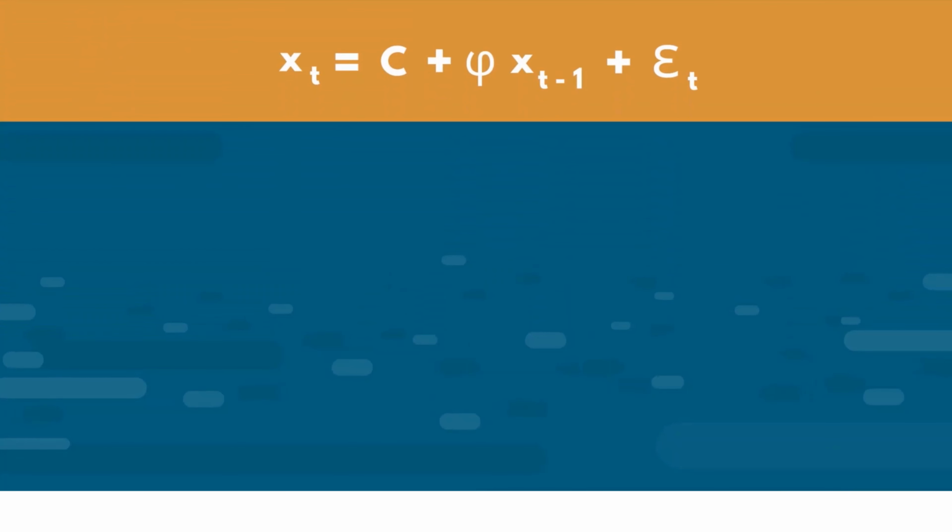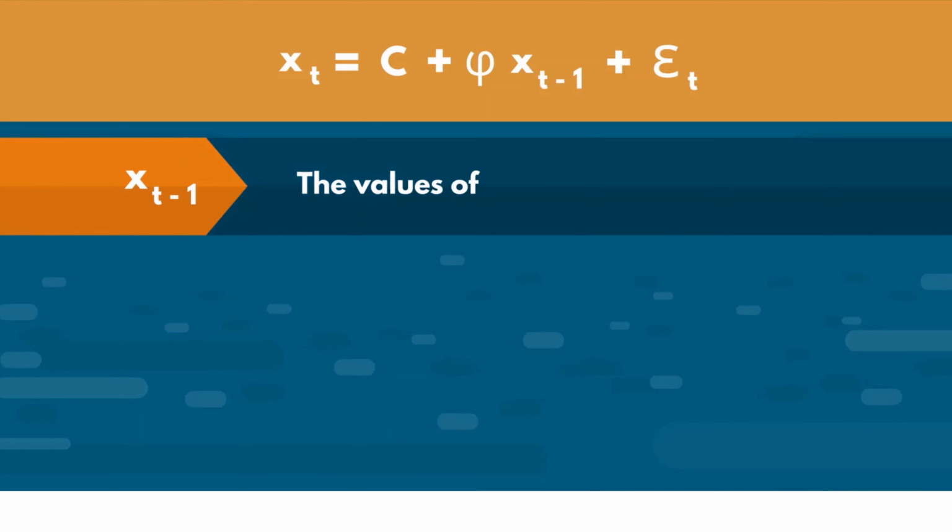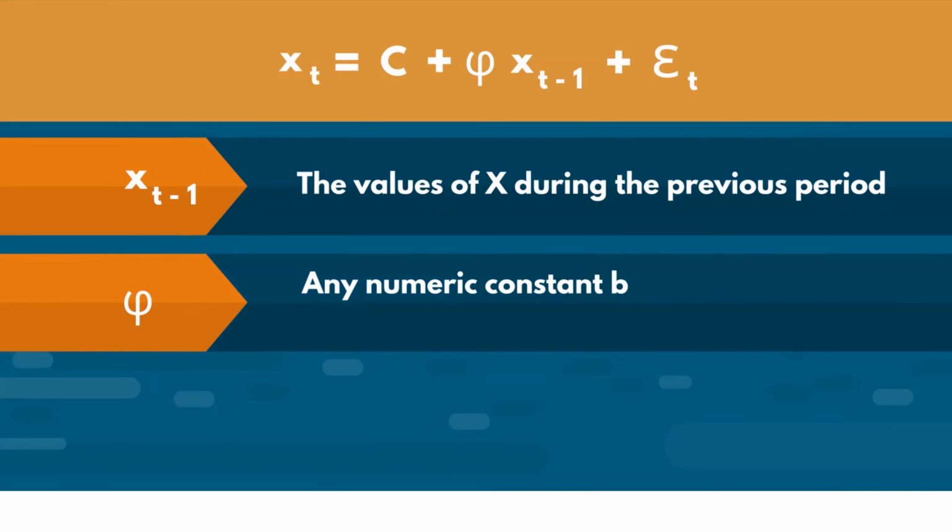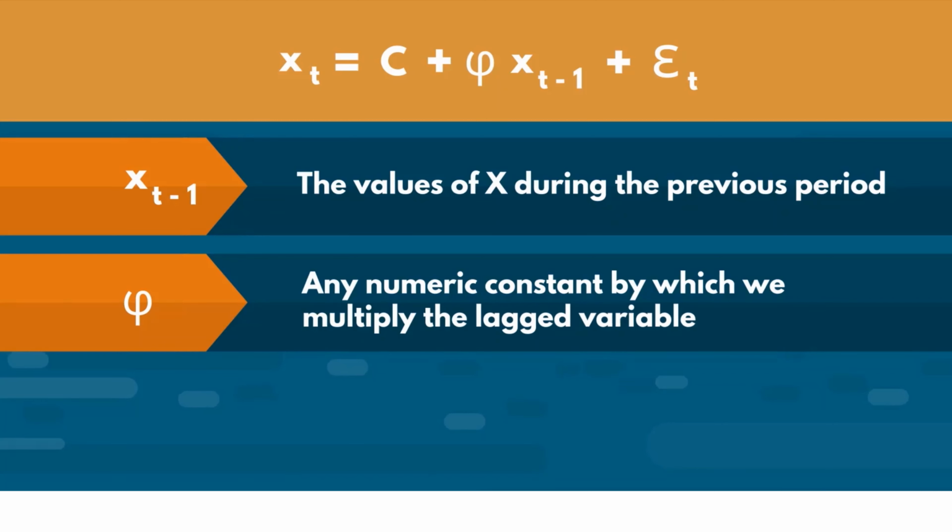Let's go over the different parts of this equation to make sure you understand the notation well. For starters, x, t minus 1, represents the values of x during the previous period. For instance, if t is the current period and we have weekly values, then t minus 1 would represent last week's value. The coefficient phi is any numeric constant by which we multiply the lagged variable. You can interpret it as the part of the previous value which remains in the future.